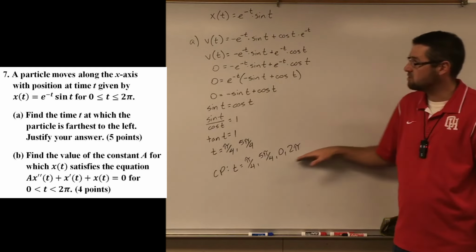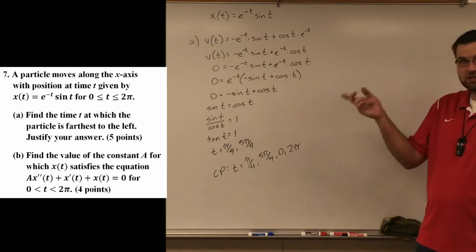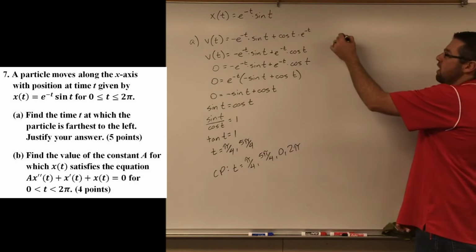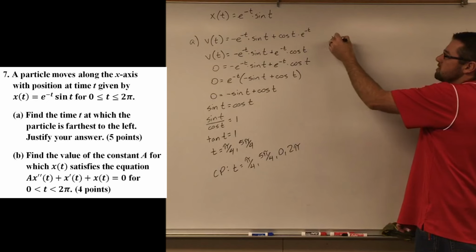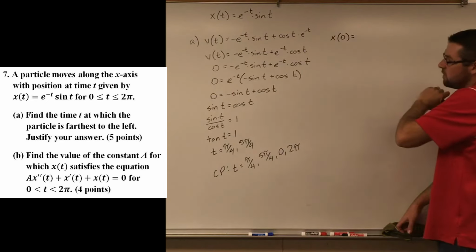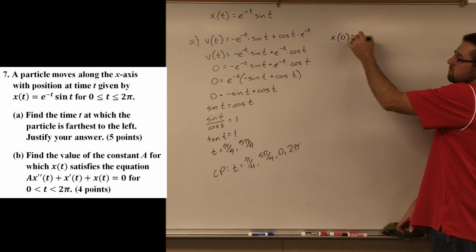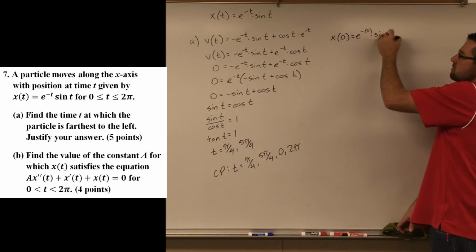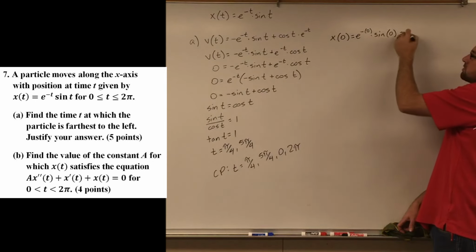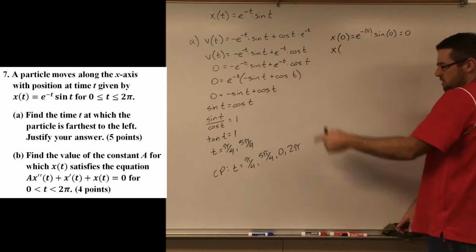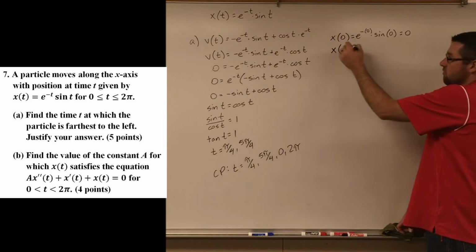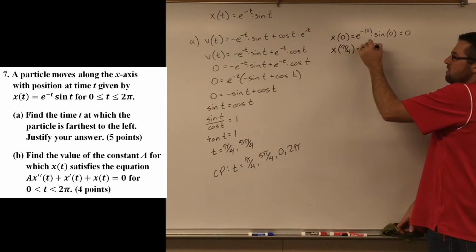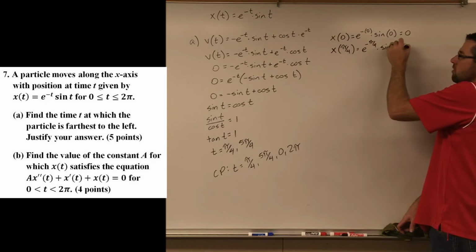If we do that, then we're going to find the absolute max also, even though it's not asking for that. So what am I going to plug these values into? The position, because I want to know when it's furthest from the left. You could do a table if you want, but I'm just going to do this. X of 0 equals what? E to the negative 0 times sine of 0, which is 0, okay. X of what? Pi over 4 is the next one. So that's e to the negative pi over 4 times sine of pi over 4.